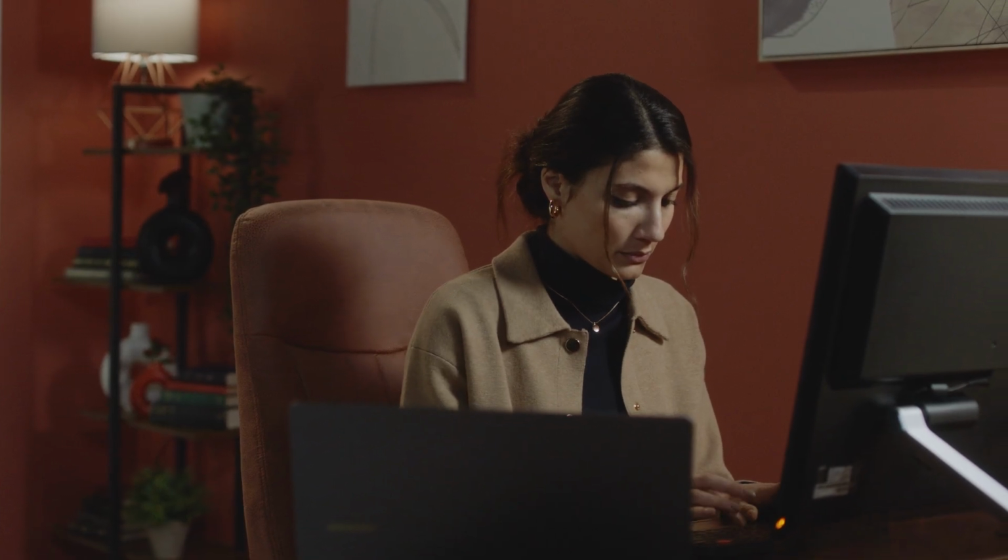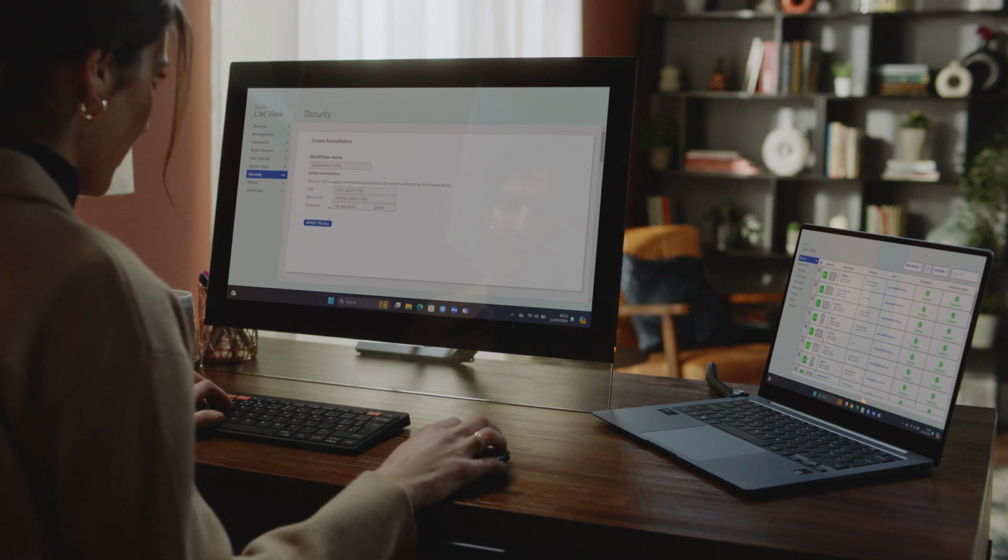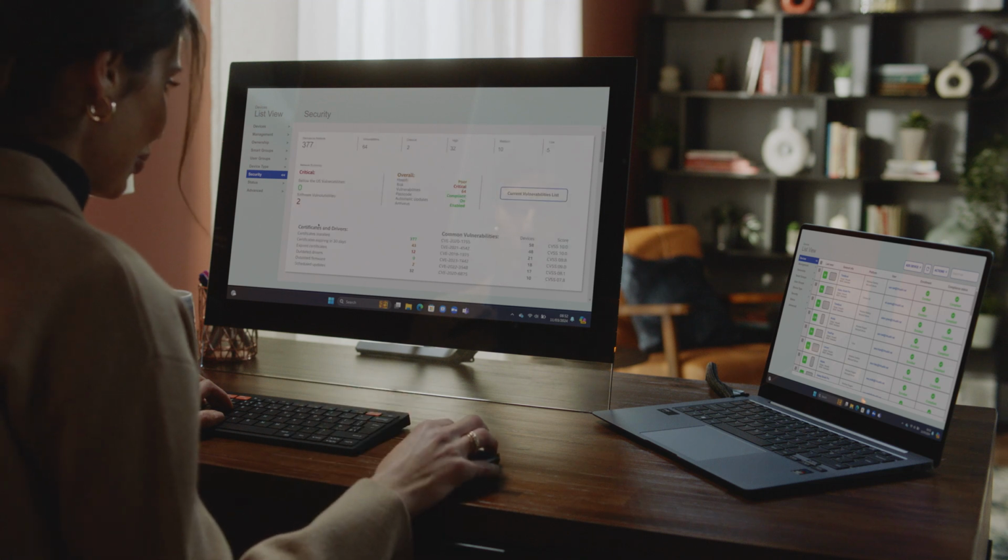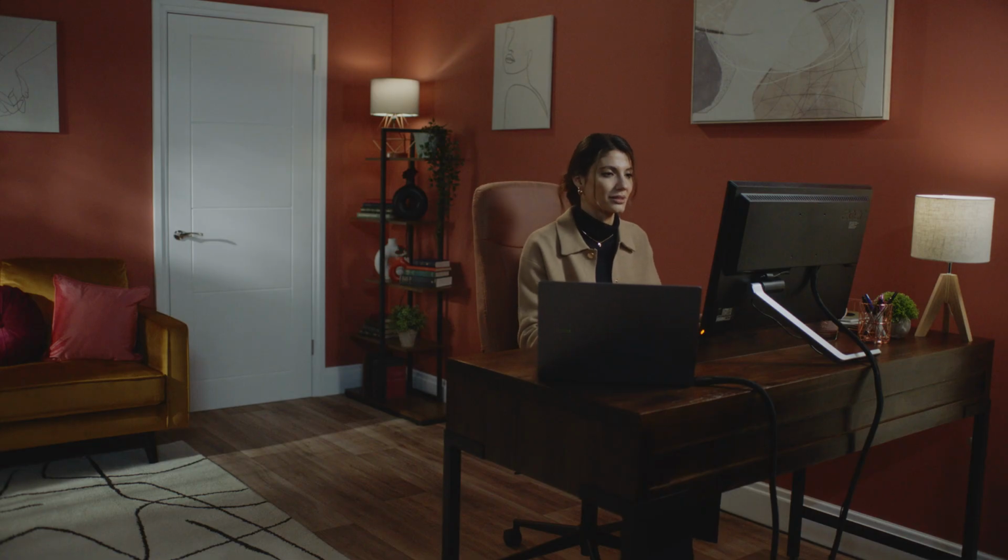Intel vPro Remote Out-of-Band Manageability and Intel Device Health provide innovative solutions to solve specific IT problems.